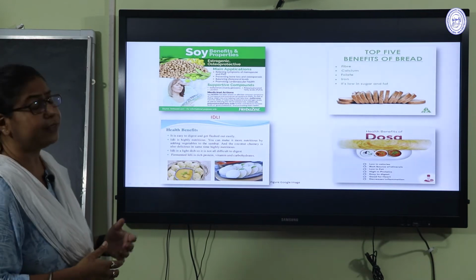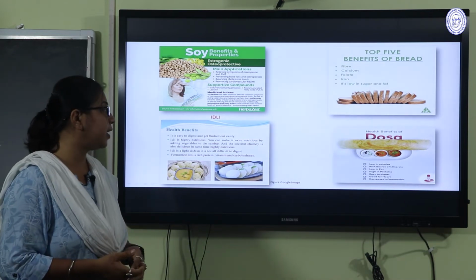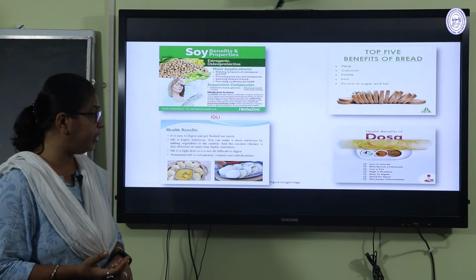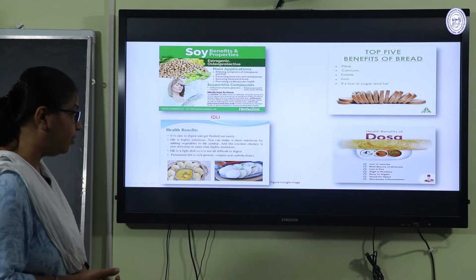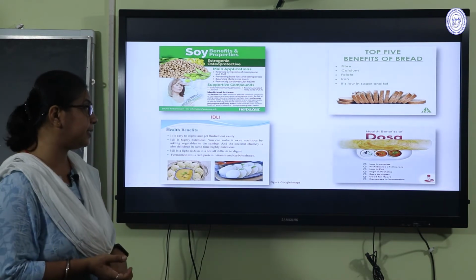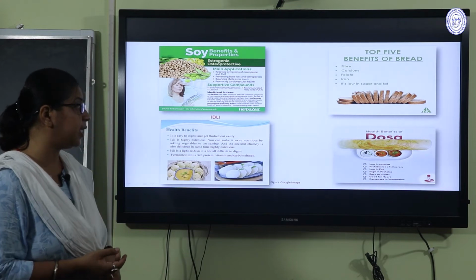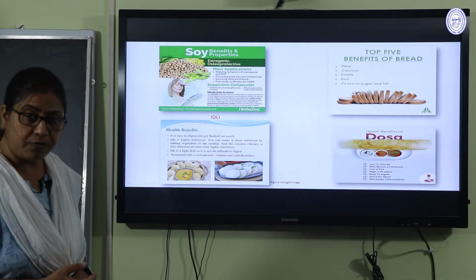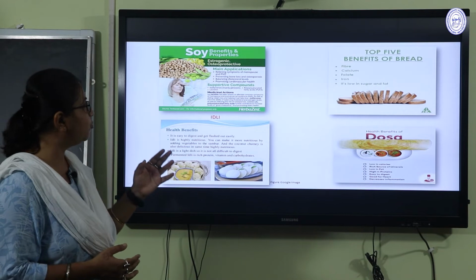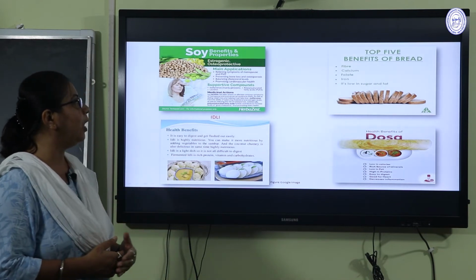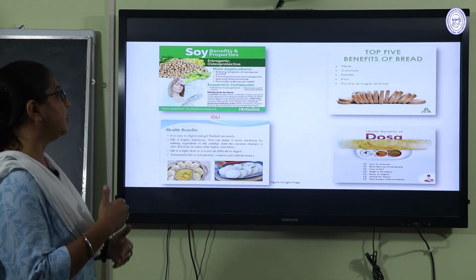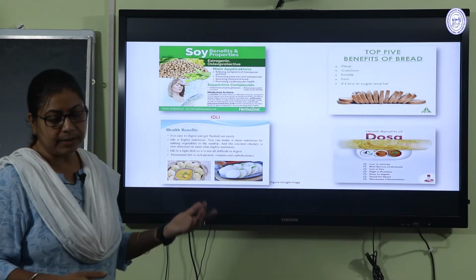So what are the health benefits of the dosa? Dosa is a low calorie food, a rich source of minerals, low in fat, high in proteins, easy to digest, good for the heart, and it also decreases inflammation. So these are the food products which are mainly soya-based food products: the bread, the idli and the dosa.